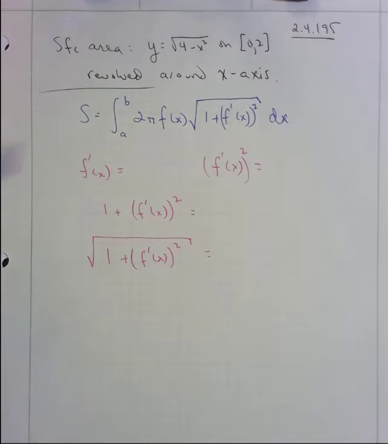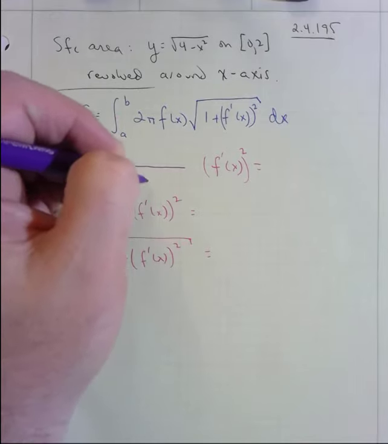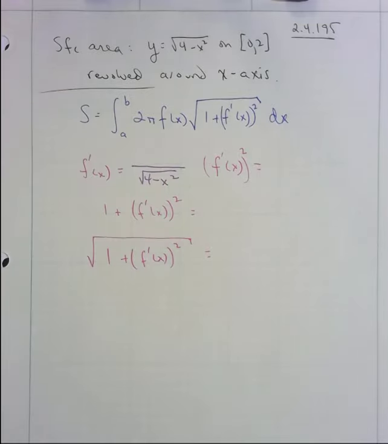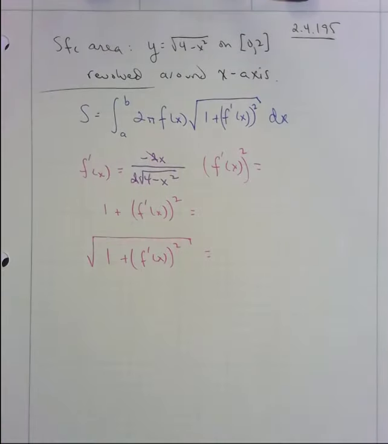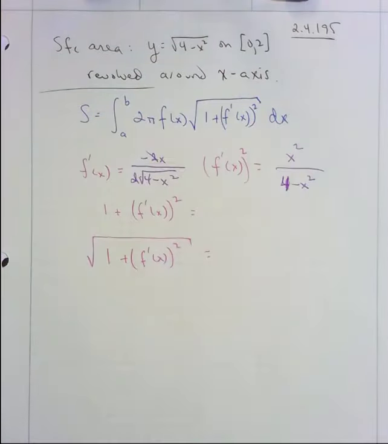For the derivative of our function, this is 4 minus x squared to the 1/2 power, so the derivative will involve 4 minus x squared to the negative 1/2 power, which puts it down there, and then we'll multiply by the derivative of 4 minus x squared, which is negative 2x, along with the 1/2 from the original exponent, and those negative 2's are going to cancel. And so if we square that, then we're just going to have x squared on the top and 4 minus x squared on the bottom.